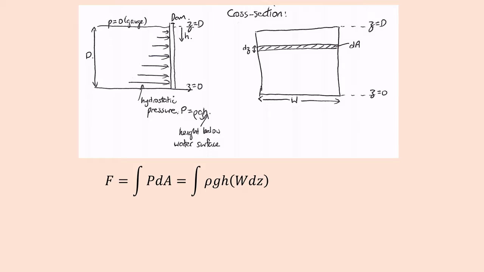Now all we need to do is to rewrite our h in terms of z, and hopefully you can see that based on how we have defined z equals 0 as the bottom of the river, h is essentially just d minus z. So to get the overall force, we're going to do this integral from the bottom, z equals 0, to the surface of the water, z equals d.